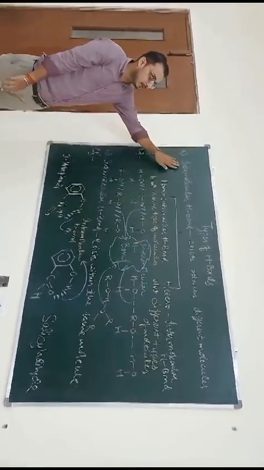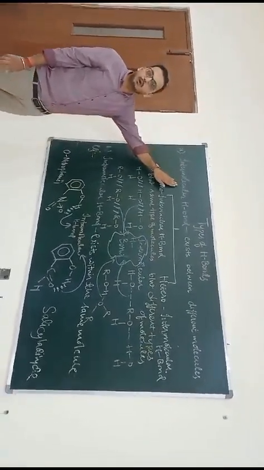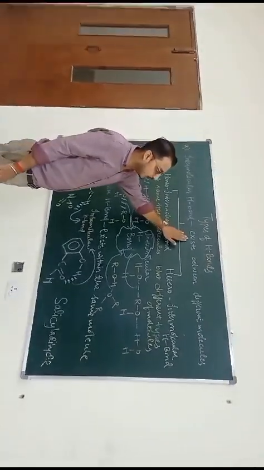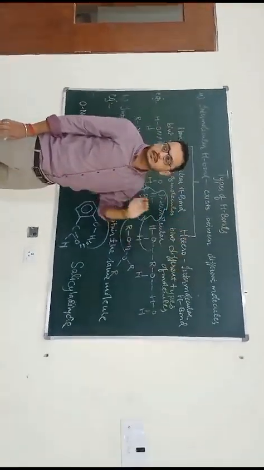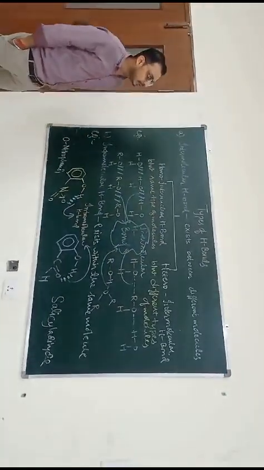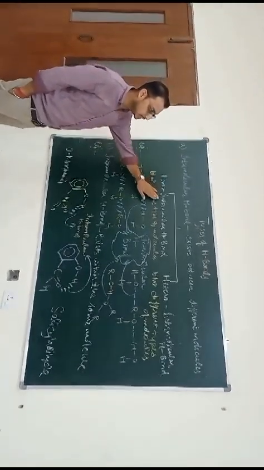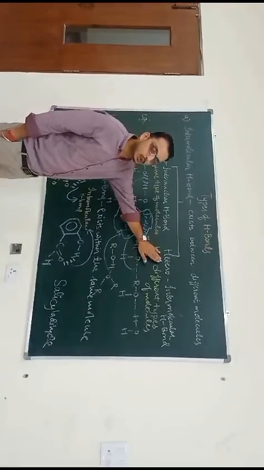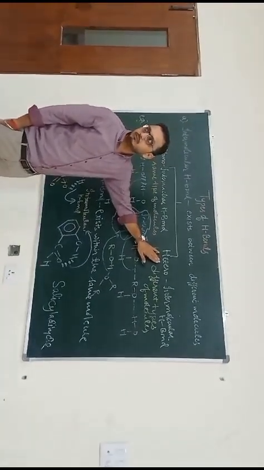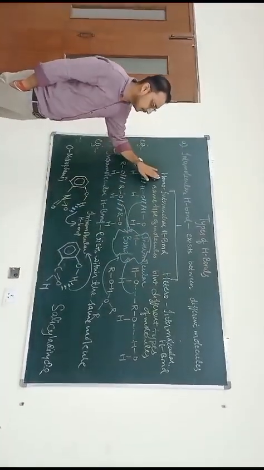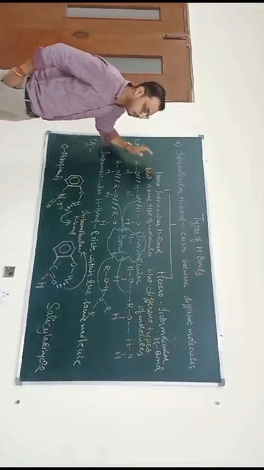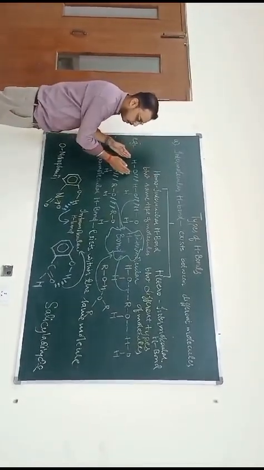First, I am going to explain about intermolecular hydrogen bond. Intermolecular hydrogen bond exists between different molecules. I can show you the example of intermolecular hydrogen bond with the help of two types, that is homo intermolecular hydrogen bond and hetero intermolecular hydrogen bond. Homo, as the name suggests, means same molecule, same type of molecule. So here I have taken the example of water.